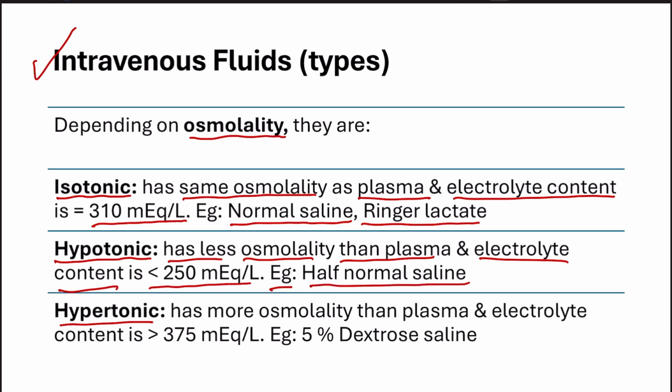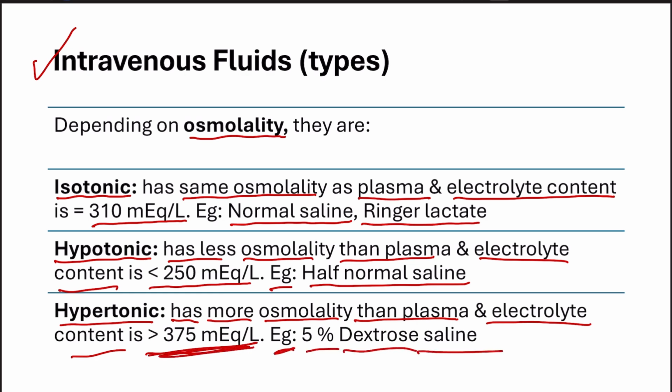Then we have hypertonic intravenous fluids, which have more osmolarity than the plasma, and the electrolyte content is also more, that is more than 375 milliequivalent per liter. So under this we are having the example of 5% dextrose saline. So these are the different types of crystalloids, that is the different types of intravenous fluids. Now let's discuss this one by one.